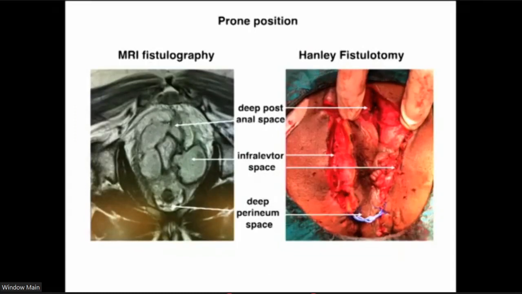You can see the horseshoe one, infralevator. We just open it like this. Open it like this. And we cut open, lay open the postanal space. Cut the superficial external sphincter open.